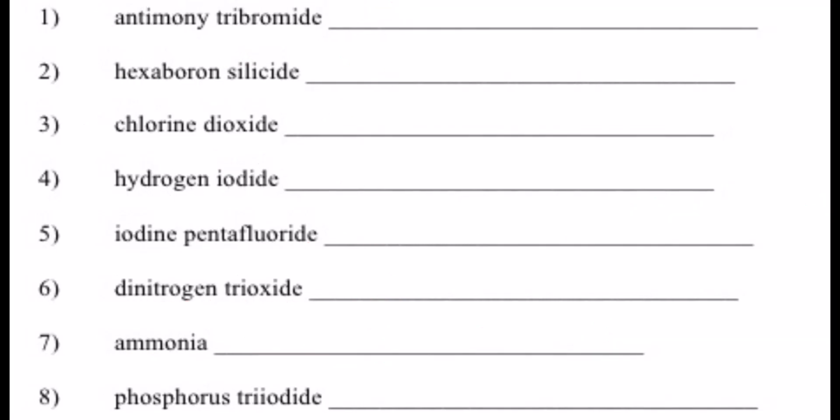Phosphorus triiodide, phosphorus is P. Iodide is iodine, I. There's tri in front of it, it becomes a subscript 3. Again, the prefixes that are modifying the nonmetal go with the nonmetal. Do not crisscross.